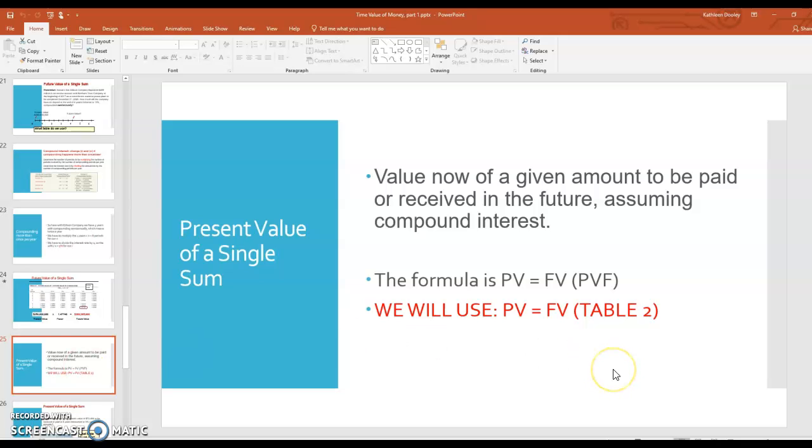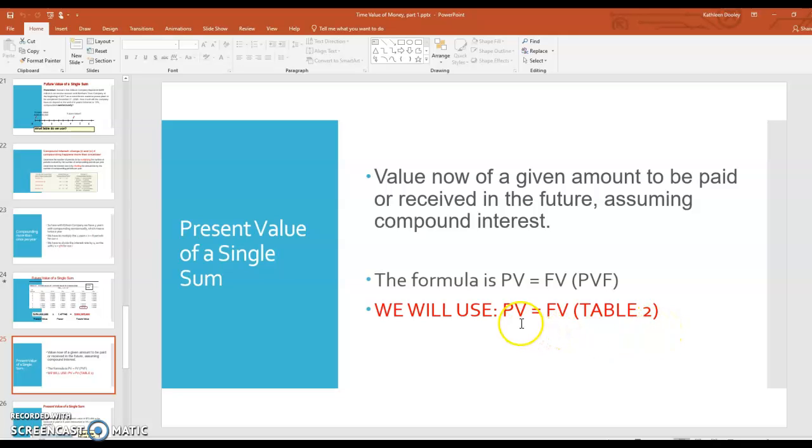Okay, now in this section, we need the present value. The previous 2 examples, we needed the future value. Here we need the present value. So we're going to have a slightly different formula. Present value now is on the left side of the equal sign. Present value equals the opposite, future value. And now we're going to use table 2.